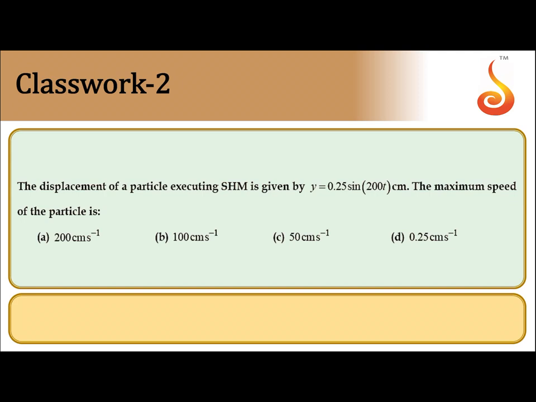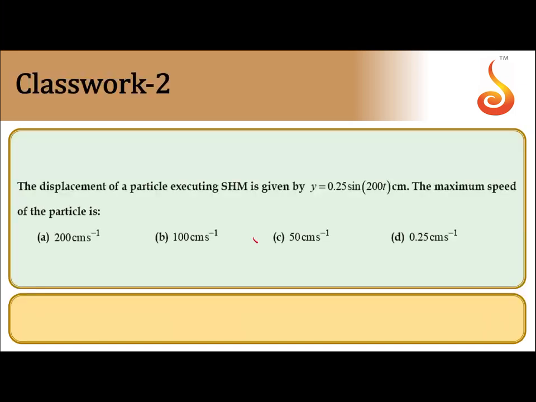Example 2. The displacement of a particle performing SHM is given by y is equal to 0.25 sine 200t centimeter. The maximum speed of the particle is, simple thing, maximum speed is given by a omega, and the value of a is given as 0.25, omega is given as 200, and this becomes 50 centimeter per second. So the maximum speed of the particle is 50 centimeter per second. C is the correct choice.